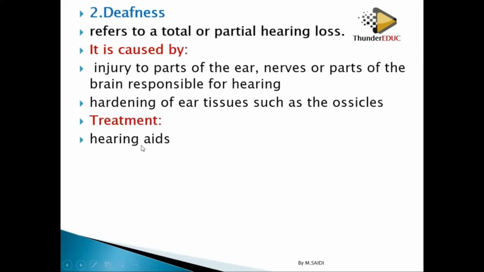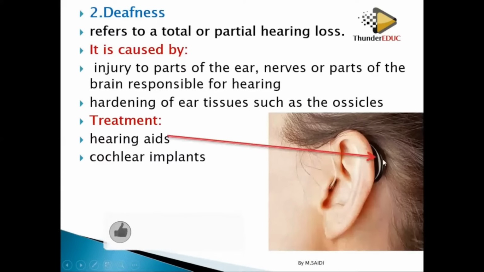By using hearing aids. Hearing aids help you to improve your hearing. Number two, cochlear implant. It depends on which part of the ear has been damaged, then it will determine whether you use a hearing aid or a cochlear implant. This is what we call the hearing aid. It's like a microphone. It's just aiding, helping you to improve the hearing.